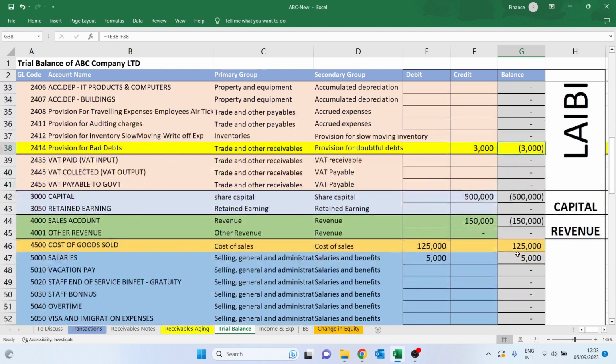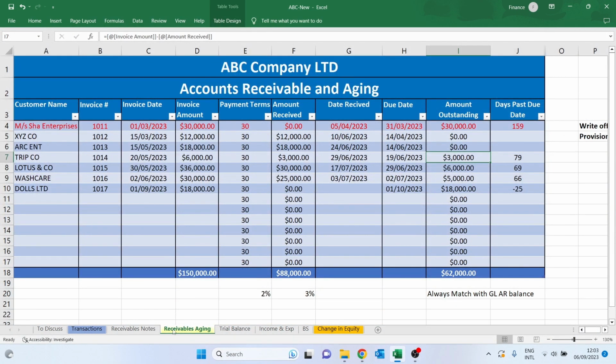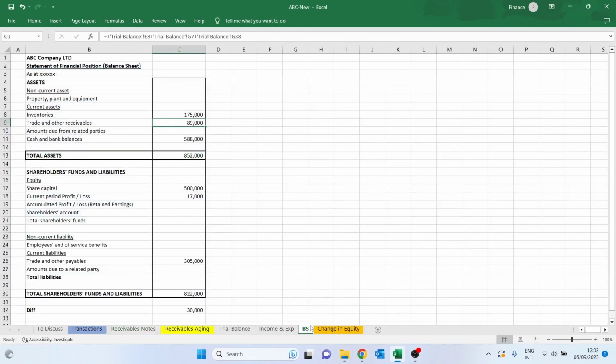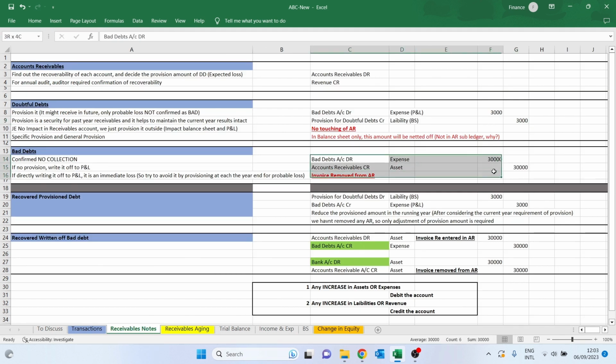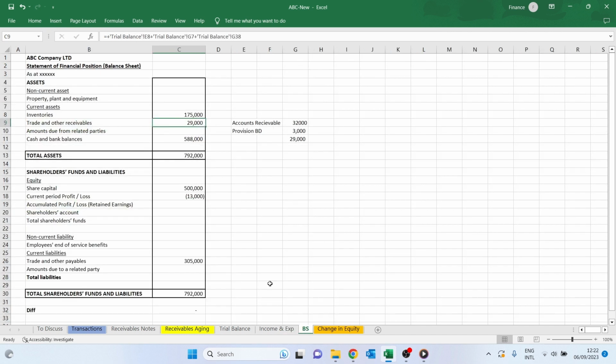Okay. Now the next step, let us go back to the next entry. So this entry now we need to look into the trial balance. So this 13,000 is our loss, and let us check the other balance sheet is matching.